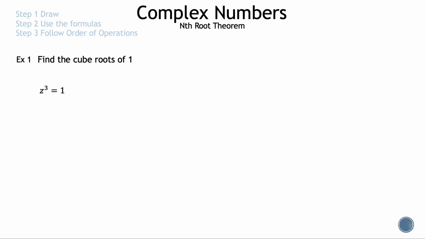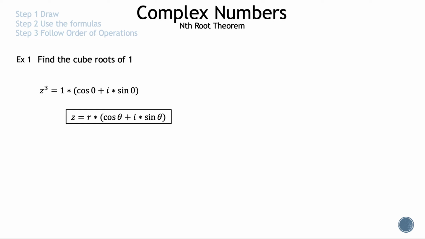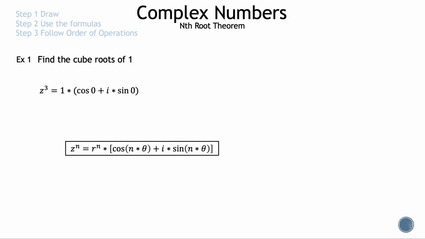Instead of moving 1 to the left side and factoring, we're going to rewrite 1 as a complex number using cosine and sine. We know the modulus of 1 is 1. But what do you think is the argument? That's right, 0, because 1 is on the x-axis. Now that we have rewritten 1 as 1 times the quantity of cosine of 0 plus i sine of 0, let's bring back de Moivre's theorem, which is z to the n is equal to r to the n times the quantity of cosine of n theta plus i sine of n theta.